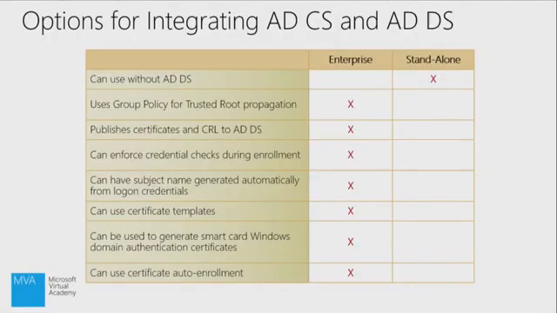Certificate templates. Those are preset templates for preset purposes that I can either decide to issue or not issue and control different options of. And we'll talk about that more in further slides. Can be used to generate smart card Windows domain authentication certificates. I can't do this without Active Directory Domain Services. I have to have an ADDS integrated CS implementation to do smart card Windows authenticated logon. And can use certificate auto-enrollment. What this means is, as a user or as a computer, I can designate that when that computer comes online, it automatically gets a certificate for whatever purpose I might want one for.